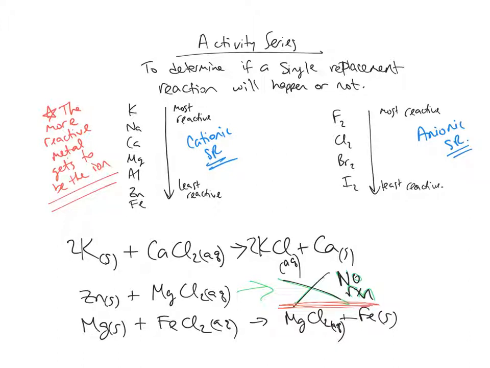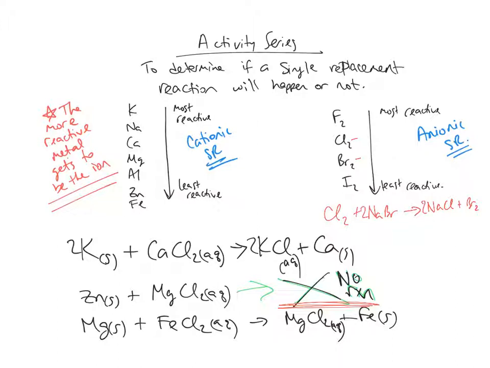You can do the same stuff with the halogens. For example, if we have chlorine with sodium bromide, will that happen? Well, sodium is up here, chlorine is up there, bromine is below it, so chlorine is more reactive. Therefore, the chlorine can replace the bromine, so you would get sodium chloride and bromine. And again, we always have to balance, and there we go, we're happy, okay?